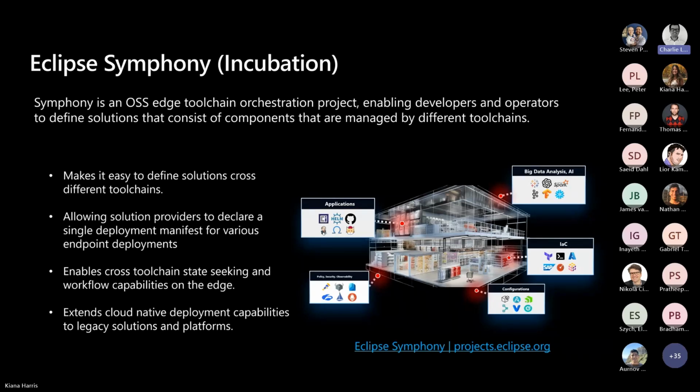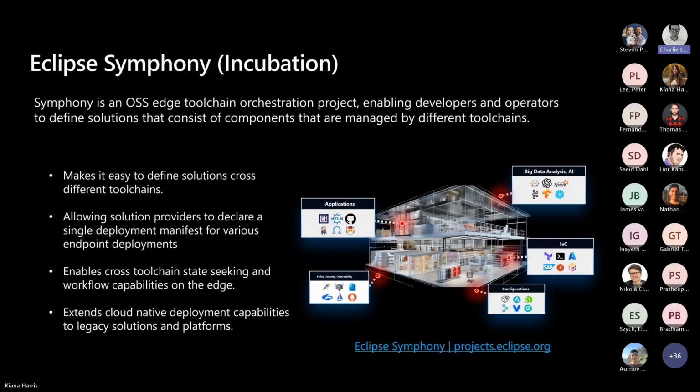Symphony is an open source Edge toolchain project that enables both developers and operators to define solution manifests that consist of multiple components that are managed by different toolchains in these Edge environments. We've seen some really exciting customer feedback already on this project, and customers are really excited about having an opportunity to define solution manifests that cross these different toolchains.